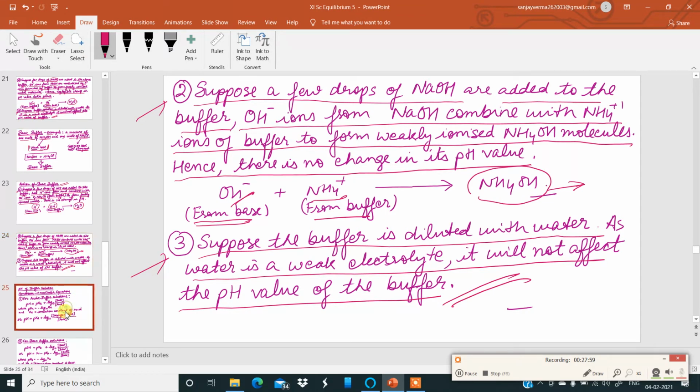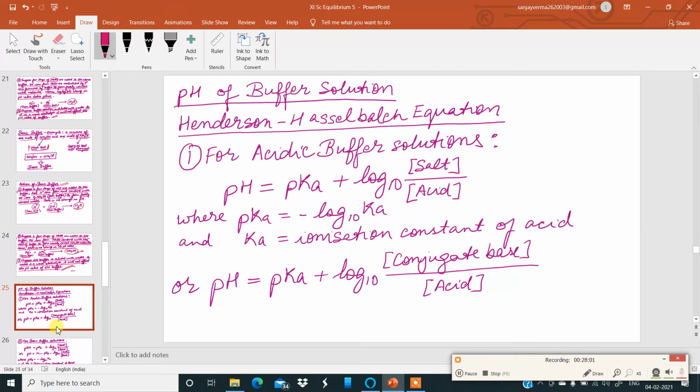Now, pH of buffer solutions. Calculations based on pH of buffer solutions. This can be done by using a very famous equation.